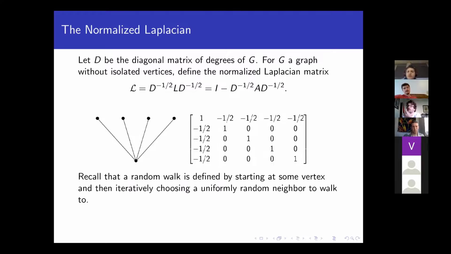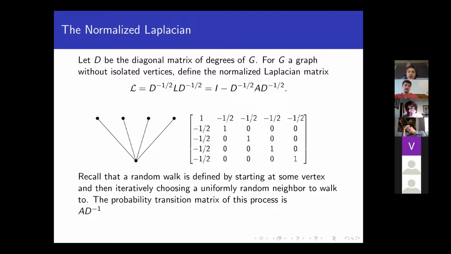And the best motivation I have for this definition is from random walks. A random walk is defined as follows: you start at some vertex, and then at each stage you uniformly randomly pick one of your neighbors and go there, and then go somewhere else, and then somewhere else, and so on and so forth. It's a fairly natural model to put on the graph.